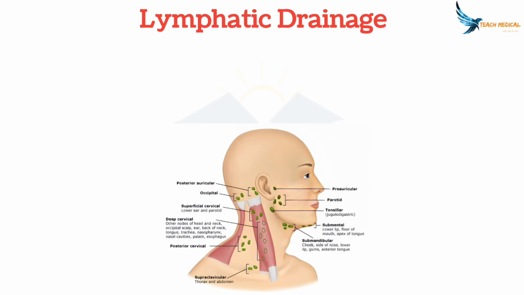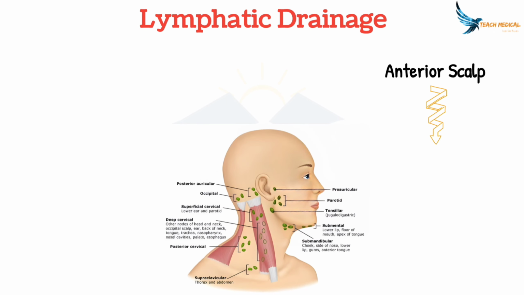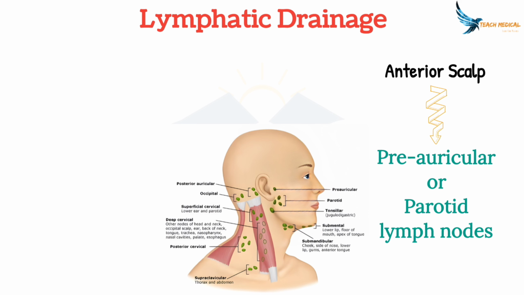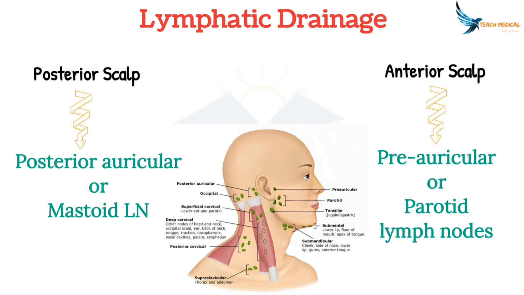Lymphatic drainage. The anterior part of scalp drains into preauricular or parotid lymph nodes. The posterior part of the scalp drains into posterior auricular or mastoid and occipital lymph nodes.